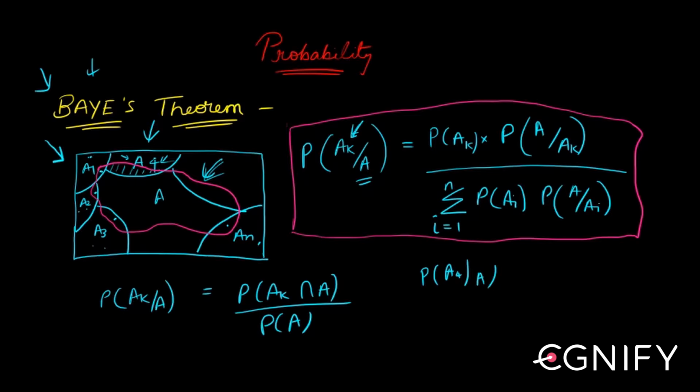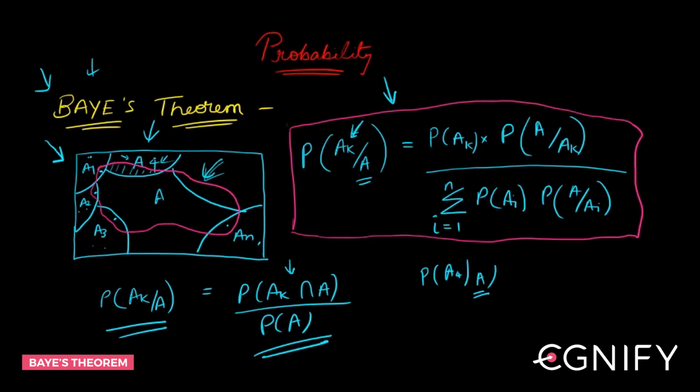Because you need to understand that A has already happened. Now what is the probability that A4 is also happening? That is what conditional probability means, right? So before coming to this formula, let us look at the formula that we already know. This is AK given A, right? The formula is this. We know it by conditional probability already. So I need the portion of AK with A.